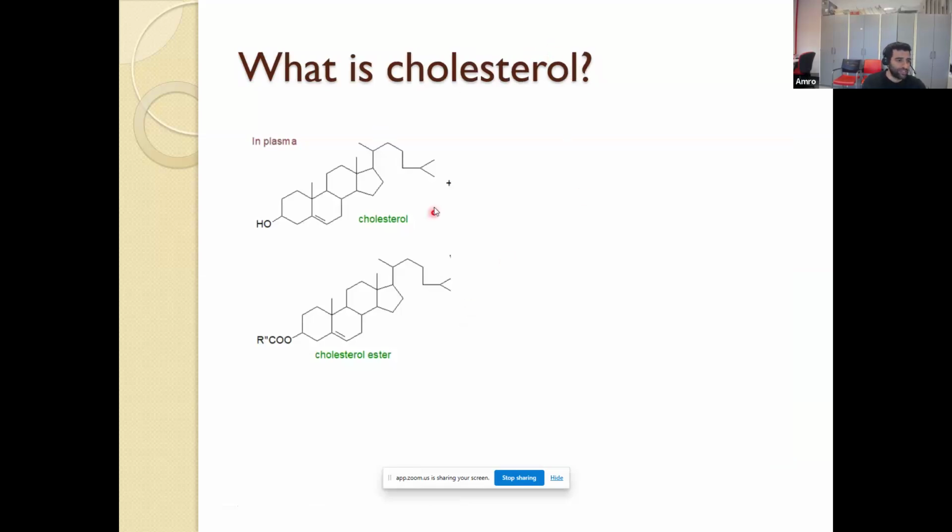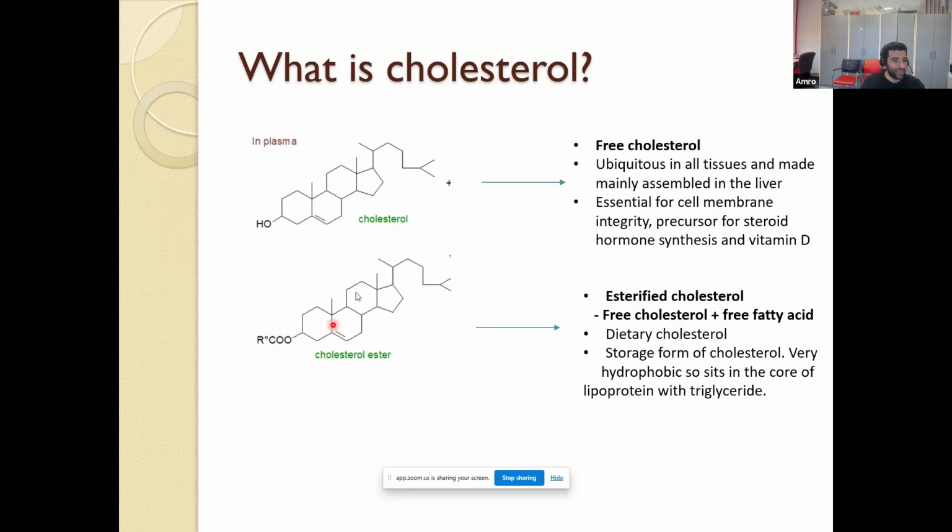So cholesterol is a sterol, as its name suggests, and it comes in two forms: free cholesterol, or a cholesterol ester. The basic structure of cholesterol is four rings with a side chain and a hydroxyl group. And the basic structure of a cholesterol ester is essentially just a free cholesterol with a long chain fatty acid stuck to the side. That's as simple as you need to know.